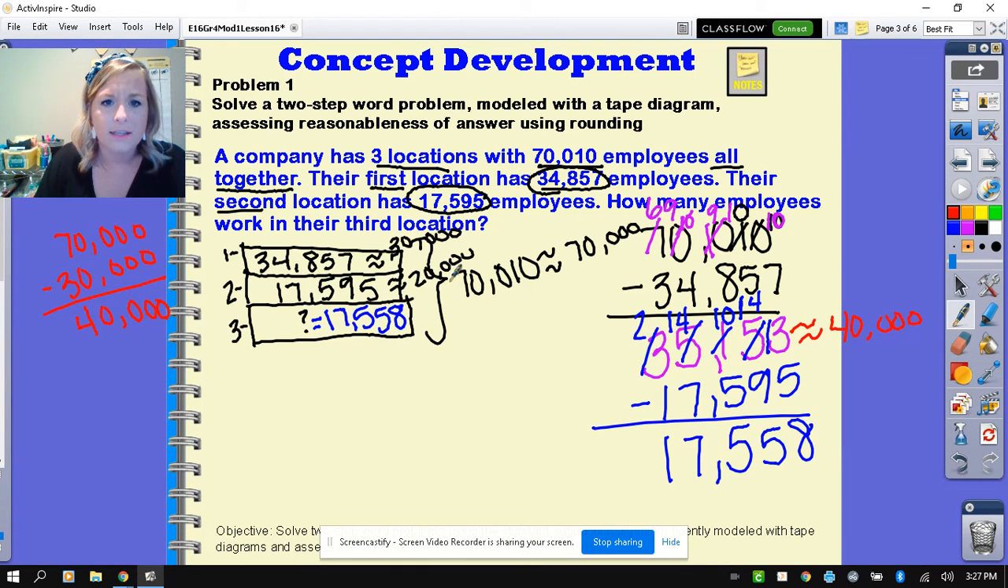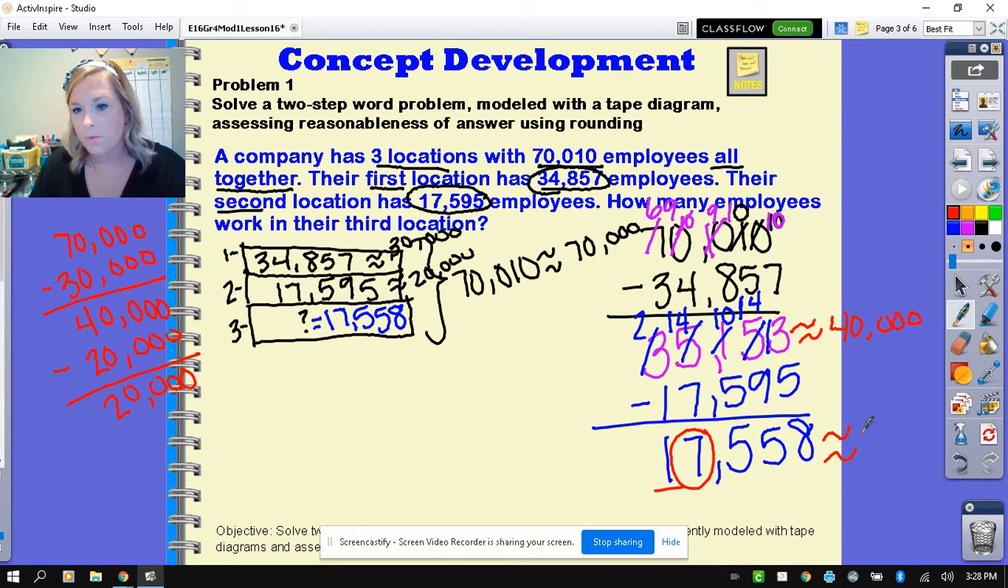Now we're going to subtract the 20,000, because the number for building 2 is about 20,000. Again, 0 minus 0s are all zeros, and then 4 minus 2 is 2. So we're left with about 20,000, and our answer was 17,558. If we were to round to that place value, it would be close to 20,000. So we're pretty close on our work, and the reasonableness of our answer checks out. Now I'm going to write our answer as a statement.